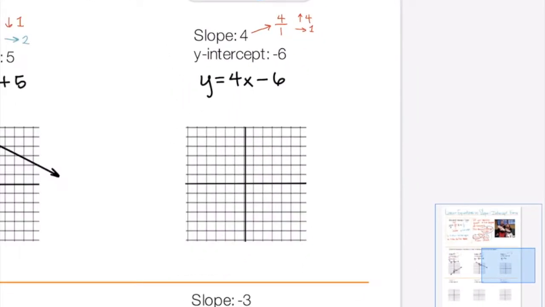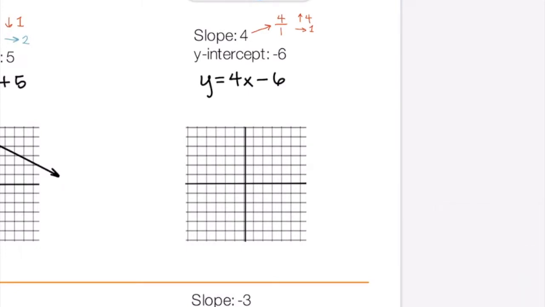And now let's go ahead and plot that. So we're going to plot the y-intercept first here at -6. Then we're going to rise and run from there. What's our rise? It's up 4, 1, 2, 3, 4. What's our run? It's 1. And then we can connect those dots with a line.